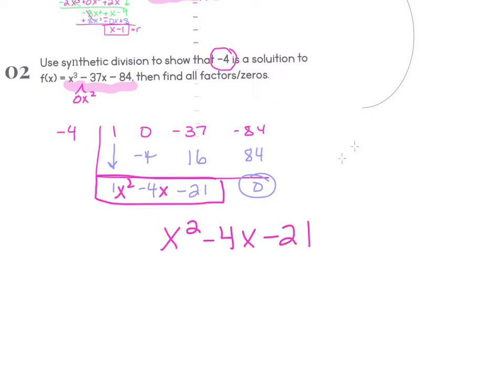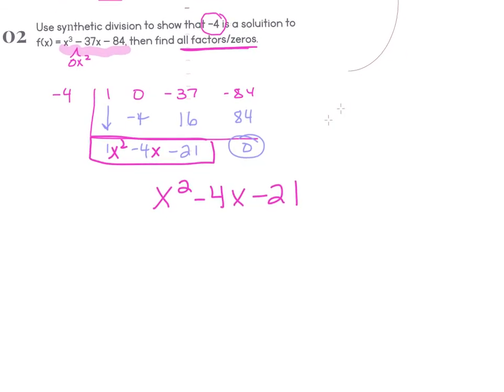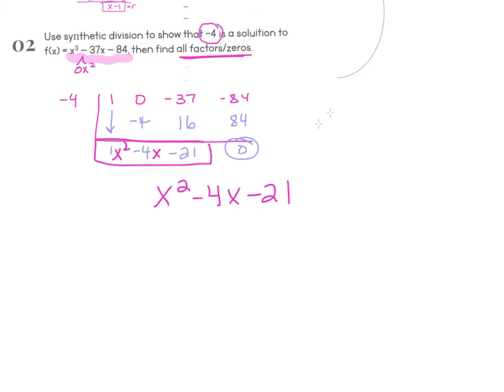Now from here, I want to find my remaining zeros. So when it says all factors and zeros, I want to find the remaining ones. So I'm going to look at this and see first, can I factor it? Are there factors of negative 21 that sum to negative 4?